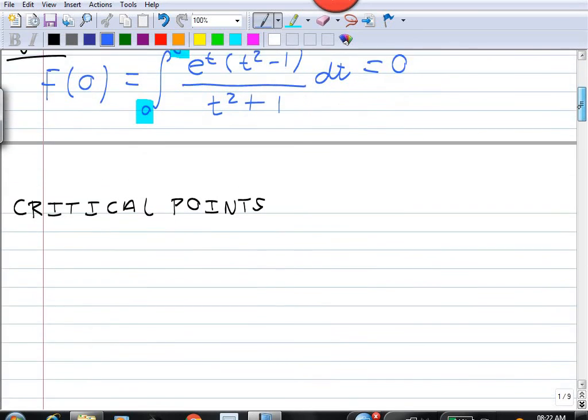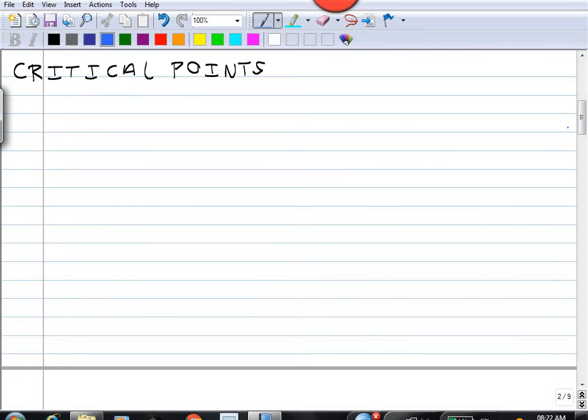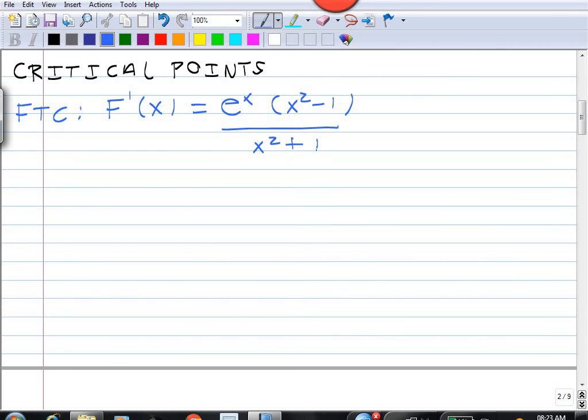Now to get a good idea of what the graph looks like, we start by calculating the critical points of our function. By the fundamental theorem of calculus, our function f is differentiable and its derivative is given by e to the x squared, times (x squared minus 1) over (x squared plus 1). And for critical points we set the derivative equal to 0.